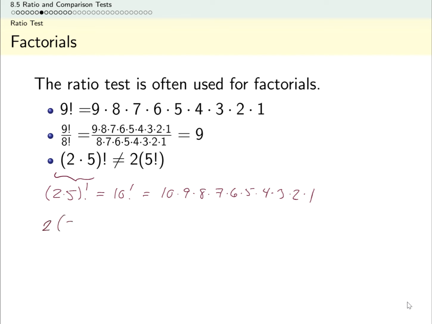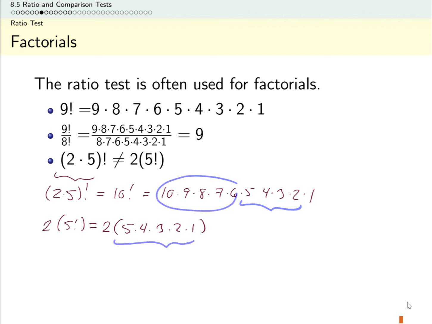On the other hand, if I have 2 times 5 factorial, we do what's in the parentheses first. So this is 2 times 5 times 4 times 3 times 2 times 1. And we can see that this isn't the same. This one is 5 factorial times a very large number. This one is 5 factorial only times 2.